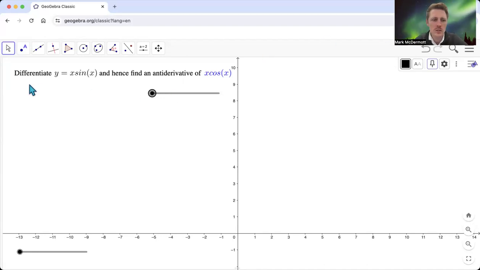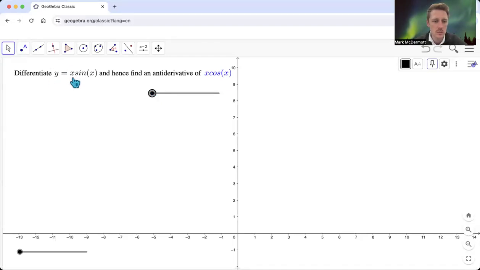So the question sort of comes in two parts. So let's look at this. It says differentiate y equals x sine x, and hence find an antiderivative of x cos x. Okay, so when we differentiate x sine x, I reckon there's going to be something to do with x cos x in that derivative, and then we can make some recognitions and draw some conclusions from that. So let's just differentiate this first.